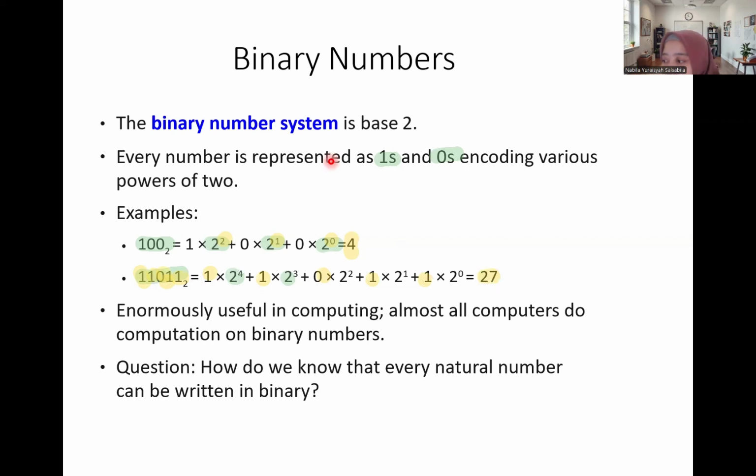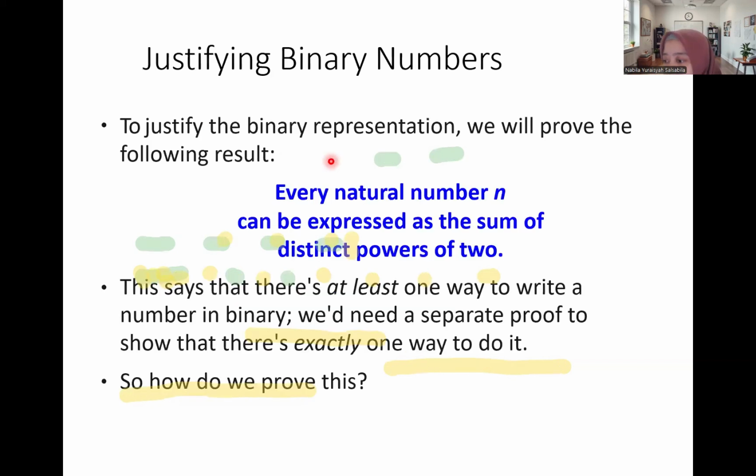Binary is very frequently used in computing, because almost all computers do computation in binary. How do we know that every natural number can be written in binary? We cannot directly prove that every natural number can be written in binary. So what should we do? We should know the definition: how to get the binary number?